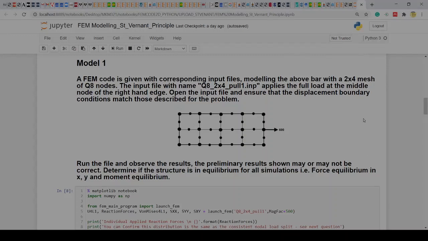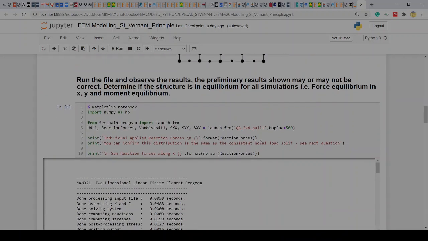Okay, so let's look at model 1. For model 1, we're going to be looking at Q8 elements, 2x4 pool. 1 is the name of the file, so we're going to be pulling on this element here. And so let's look then and interpret what we see.